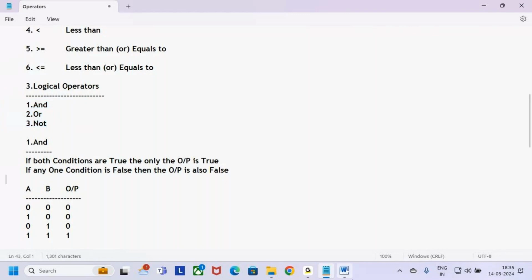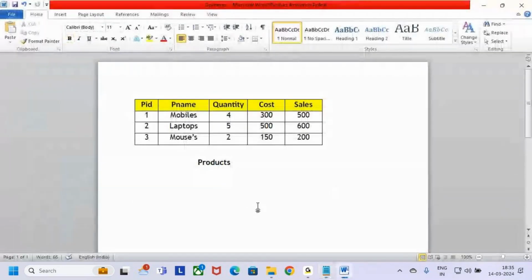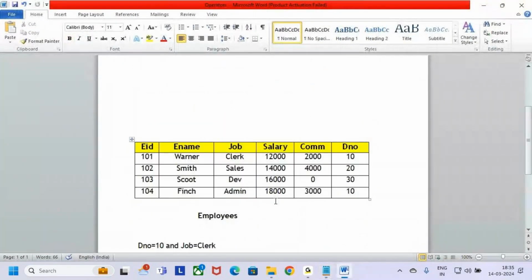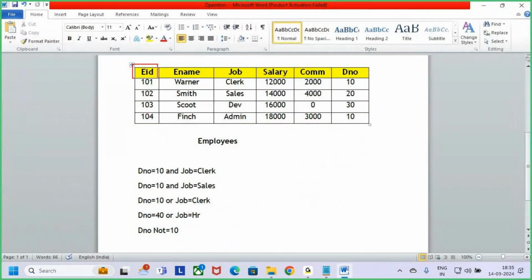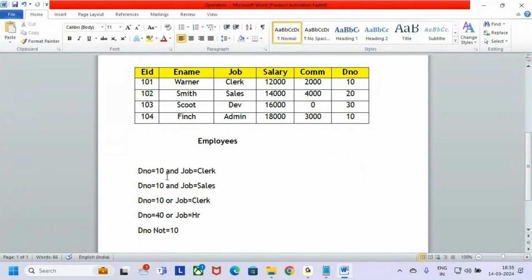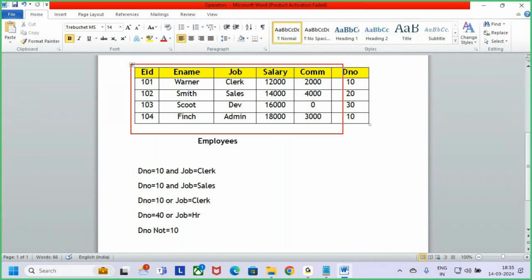Now in the Word document, there is one table, that is the employees table. Based on the data in this table, I need to work with the logical operators. First try to understand what my requirement is. In this table, there are 4 employee details. I'm having the employee number, employee name, job, salary, commission, and department number. These are the columns in this table.